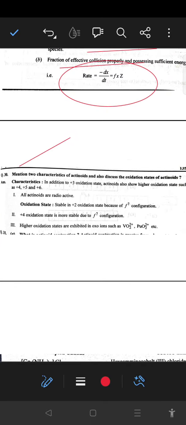So in addition to the +3 oxidation state, actinides show higher oxidation states, that is +3, +4, +5, +6, and all actinides are radioactive. They are stable in the +2 oxidation state because of the f7 configuration. The +4 oxidation state is the most stable due to the f7 electronic configuration, and higher oxidation states are exhibited in oxo ions such as those of vanadium and plutonium.